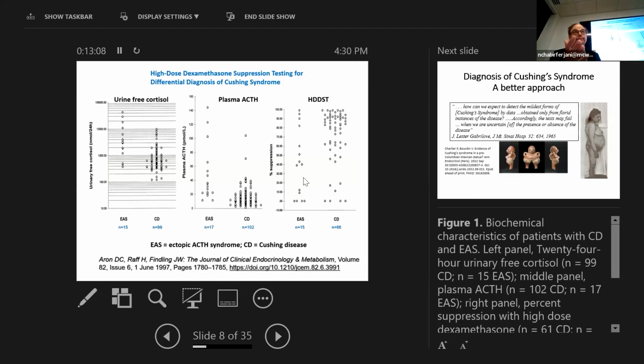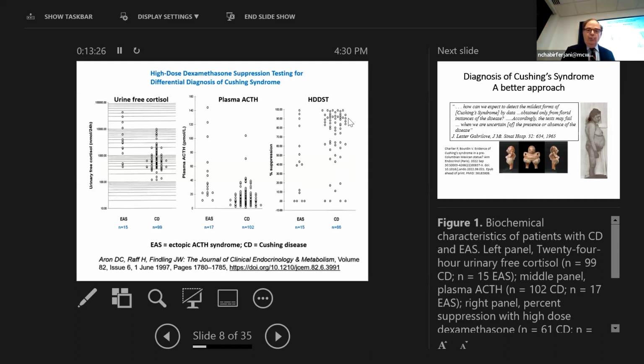Now, obviously, by the late 80s, I don't know, no, actually the 90s, I think, pituitary imaging became available and it's gotten much more sophisticated. So the need for petrosal sinus sampling has waned a great deal because of more sophisticated pituitary imaging.